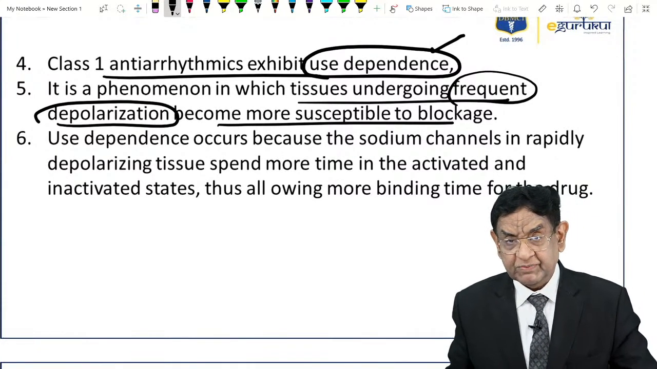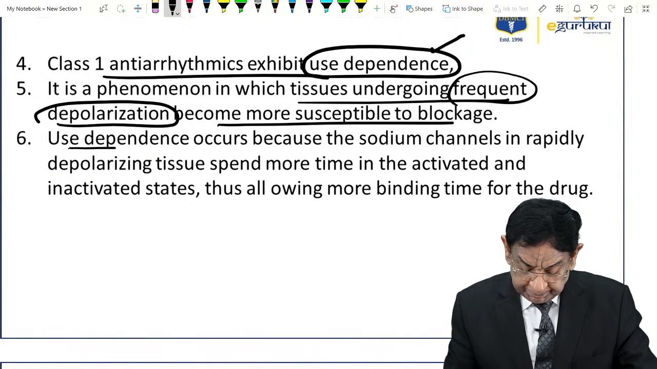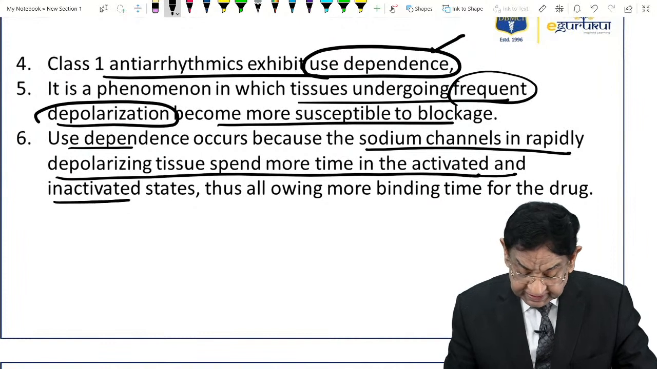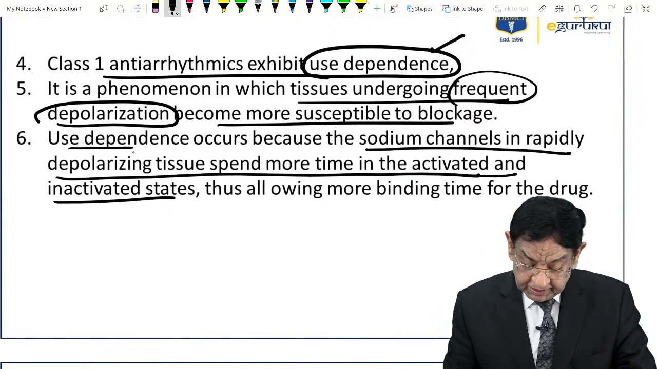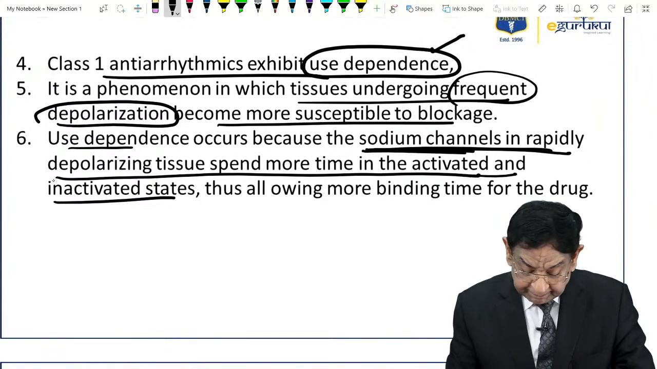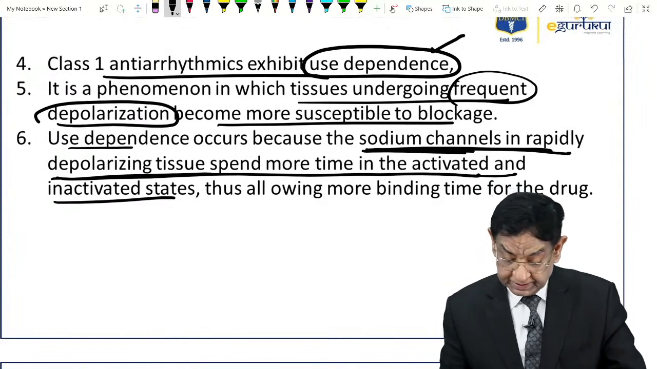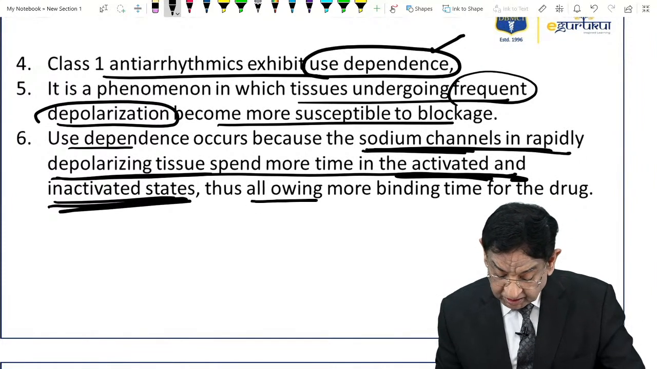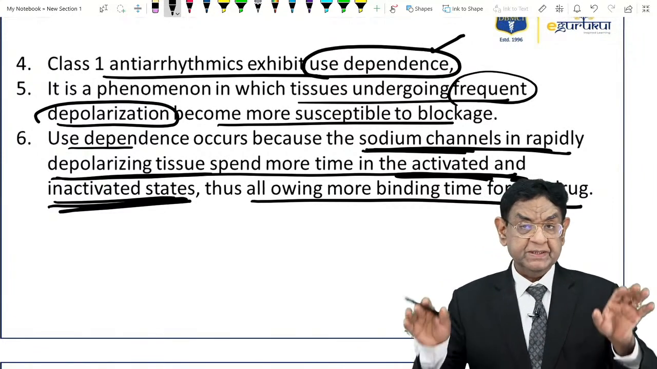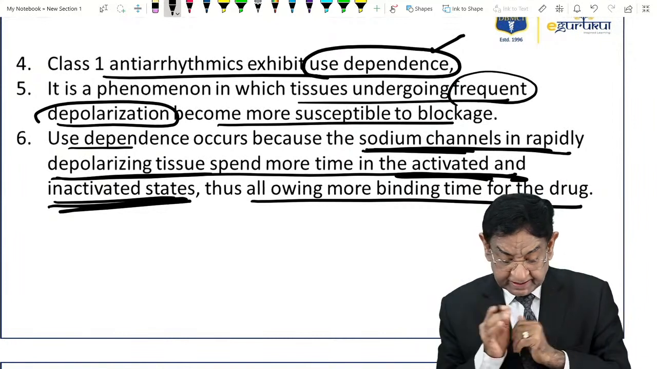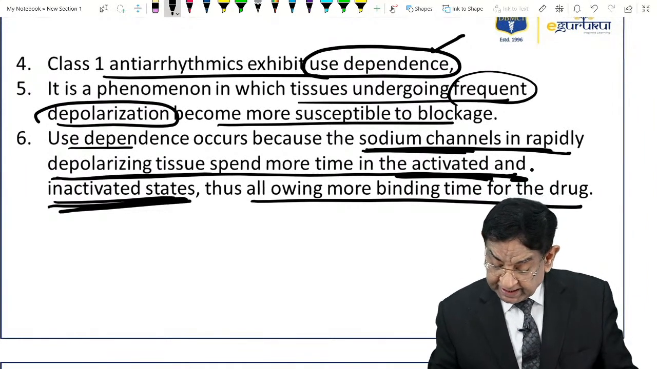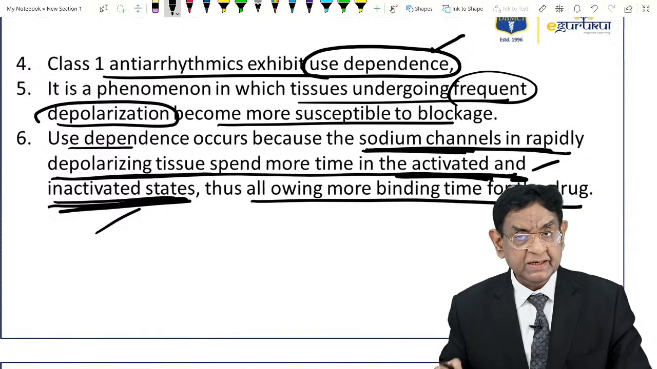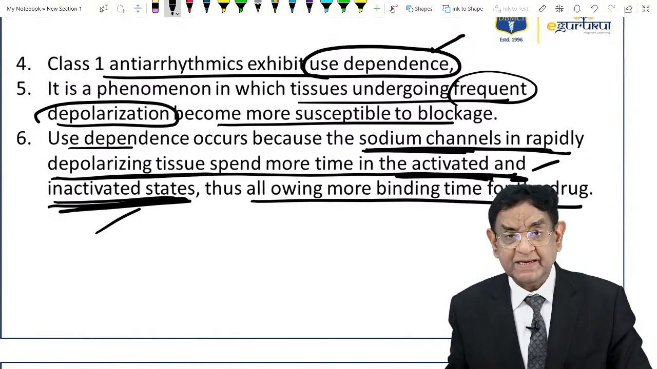Now, one line which I'll be repeating 2 times. Use dependence occurs because sodium channels in rapidly depolarizing tissue spend more time in activated and inactivated states. Thus, there is more binding time for the drug. That means, remember, in rapidly depolarizing tissue, in activated and inactivated states, they are more likely to bind. In the coming slide I'll tell you more, then you will understand better.